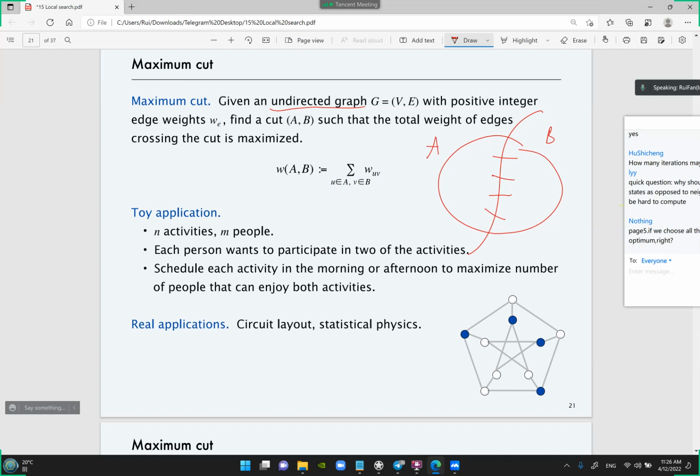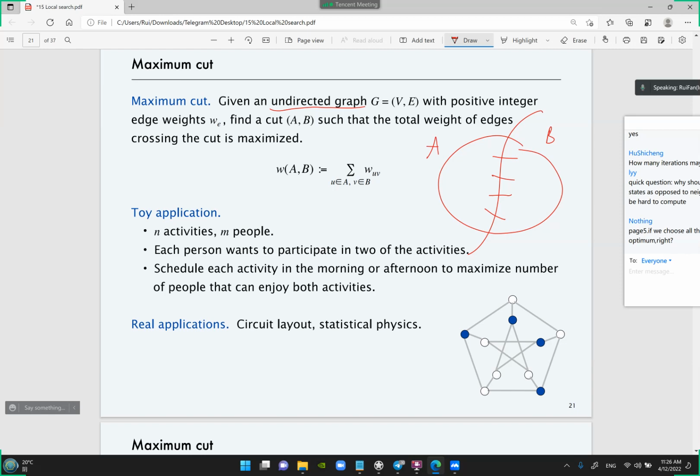Now, in the minimum cut problem, each of these edges has a weight, and for the min cut, you want to minimize the sum of all of the weights. For the max cut, it's just the opposite. You want to maximize the sum of the edge weights. So it's exactly the opposite of the min cut problem. It turns out that once you try to maximize the edge weights, there is no known polynomial time algorithm to solve this problem. Max cut is actually an NP complete problem, in contrast to min cut, which we can do in polynomial time.